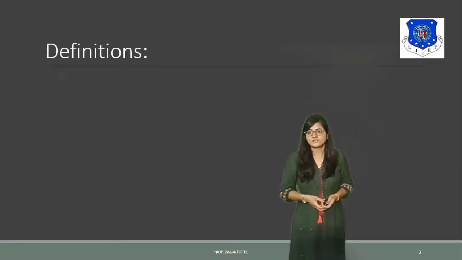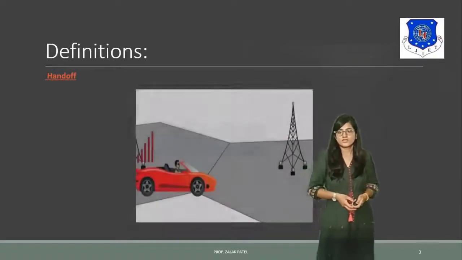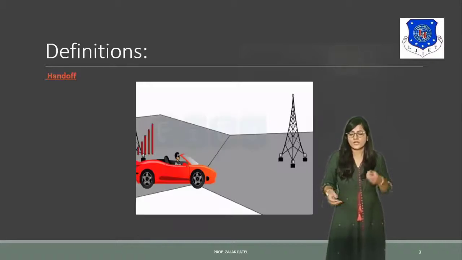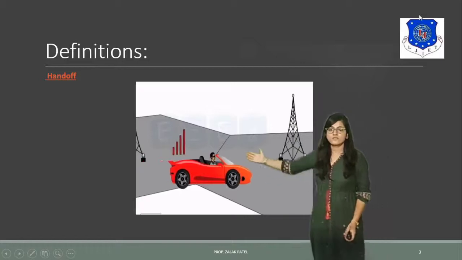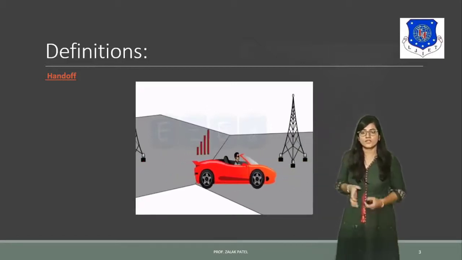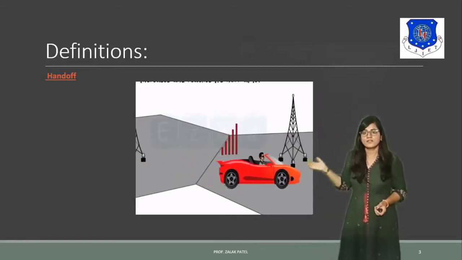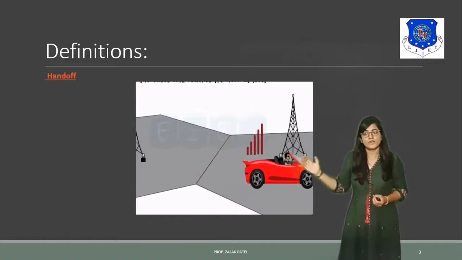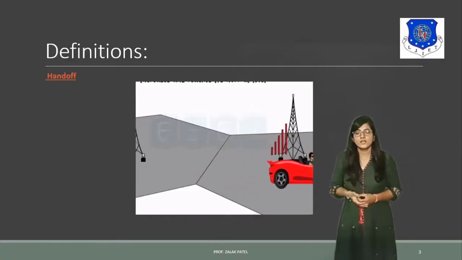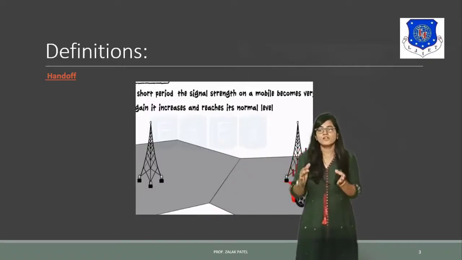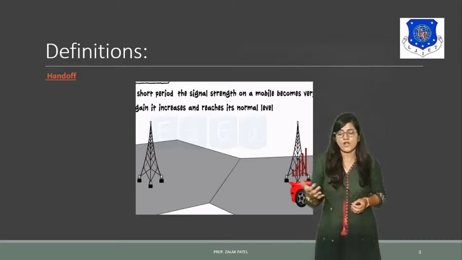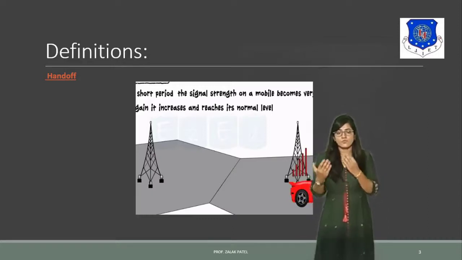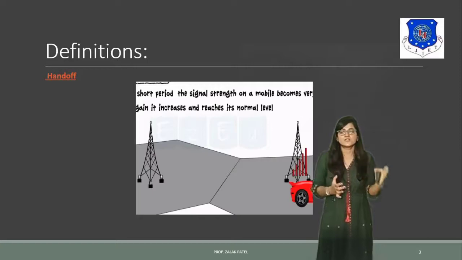The next one is handoff. In this figure, you can see that one person is traveling. As the person moves from one cell boundary to another cell boundary, the signal strength will be affected. Whenever he reaches the base station, the signal strength is large, and whenever he moves away from the base station, the signal strength will reduce. So handoff is basically the mobile station movement from one base station to another base station.